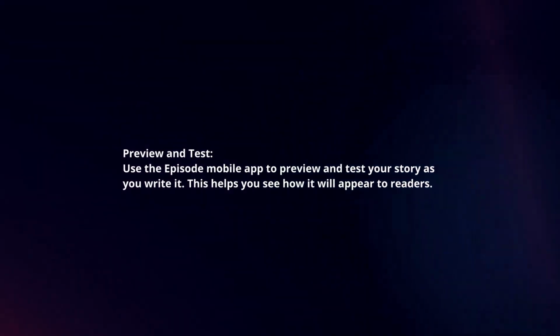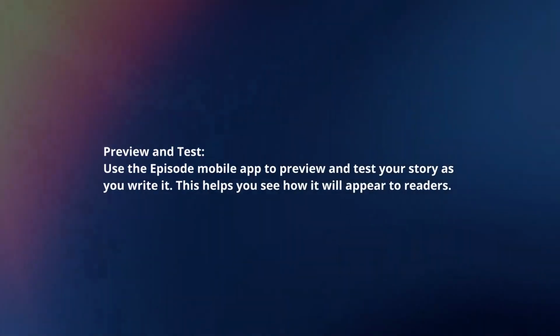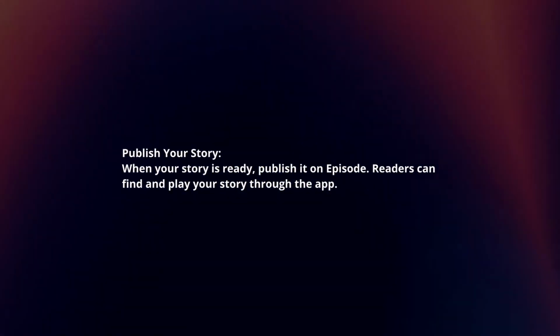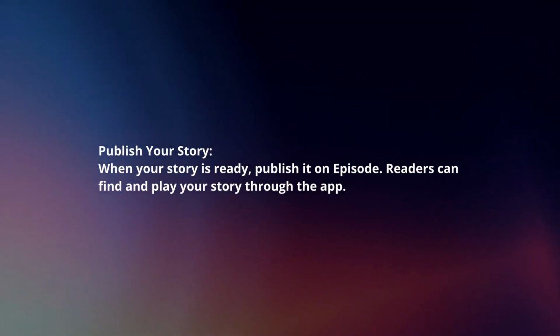Preview and test. Use the Episode mobile app to preview and test your story as you write it. This helps you see how it will appear to readers. Publish your story. When your story is ready, publish it on Episode. Readers can find and play your story through the app.